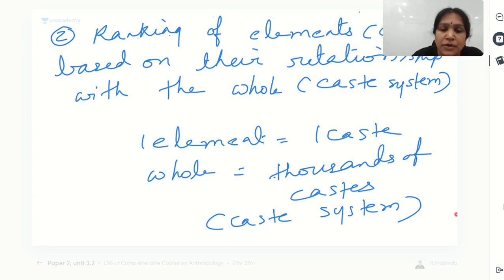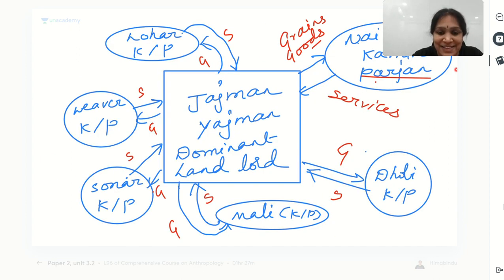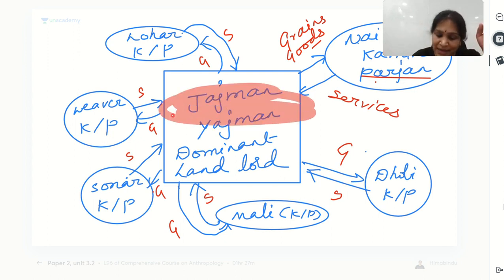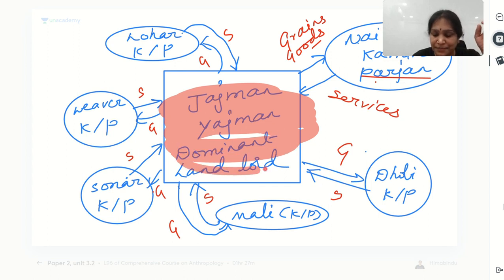The second one is ranking of elements based on their relationship with the whole. You asked me what I mean by that, and I went on to explain the jajmani system. Now let us see this. Now this dominant caste, if I remove the dominant caste from this system, what happens to this system? If I just remove the jajman out of the system, what will happen? It will get stuck. Yes, you are correct.